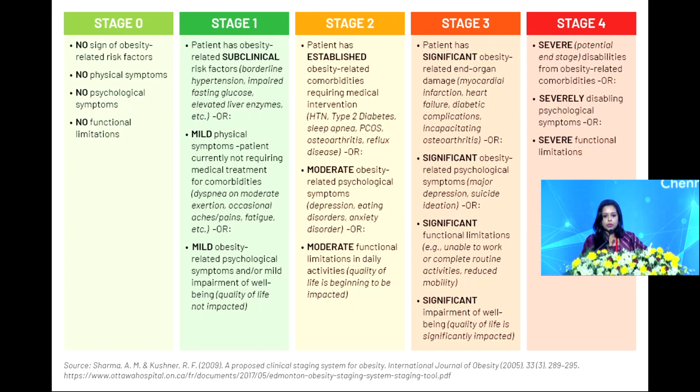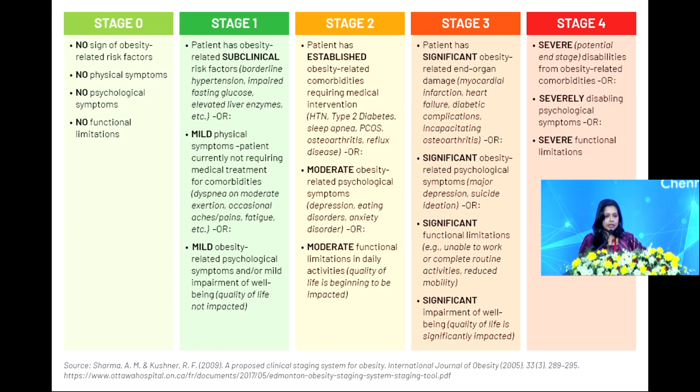In stage 3, we're talking about end organ damage: myocardial infarction, cardiac failure, diabetes complications, incapacitating osteoarthritis, psychological symptoms moving to major depression, suicide ideation, stuff like that. And here we're talking about impairment of quality of life and well-being. Last stage is severe, so this person is now bedridden, with functional limitation, disabling psychological symptoms requiring hospitalization, and end-stage renal disease or end-stage diabetes complications. So this is how we have been staging it so far.